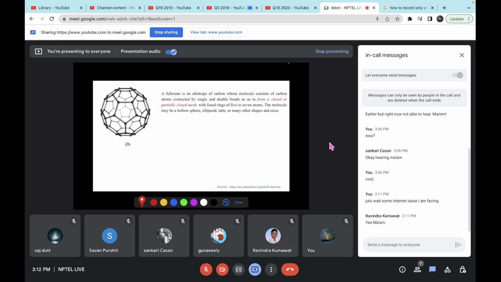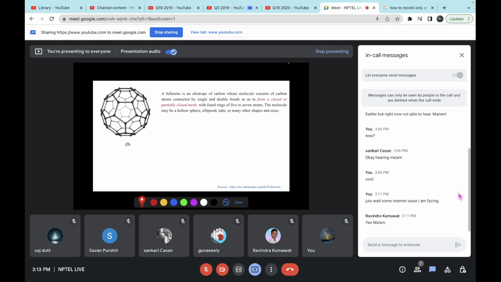Coming to our last option, which is fullerene. Fullerene is an allotrope of carbon whose molecule consists of carbon atoms connected by single and double bonds so as to form a closed or partially closed mesh. Here the highlighted portion shows the one which is a discrete structure. With rings of 5 to 7 atoms, the molecule may be a hollow sphere, ellipsoid, tube, etc., in shape and size.